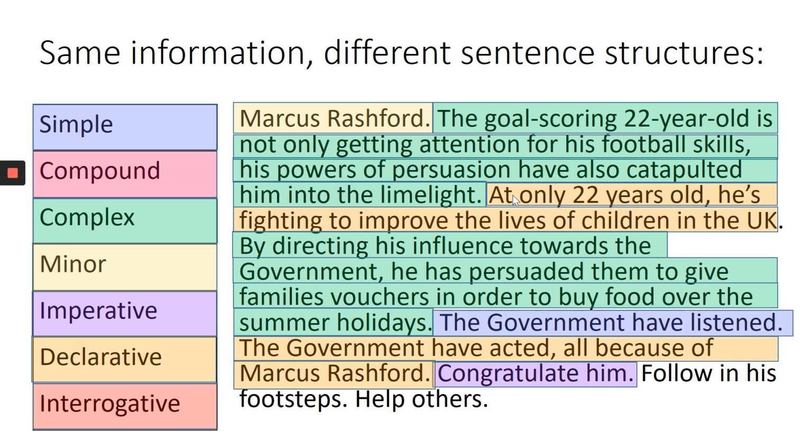And then we've got a series of imperative sentences. Congratulate him, follow in his footsteps, help others. By ending on those imperatives, we're giving a command, an instruction to our reader. We're talking directly to them, and it's going to make them think, hang on a minute, they're talking to me. I need to do something as well. So it's a direct appeal to your audience, and they're going to feel a bit more involved with your text.